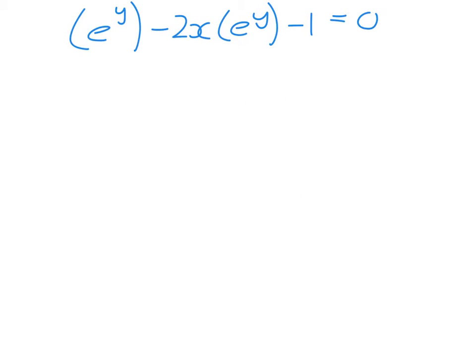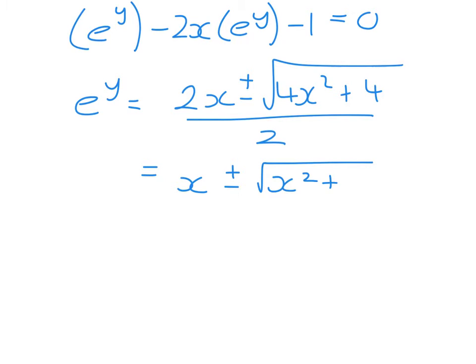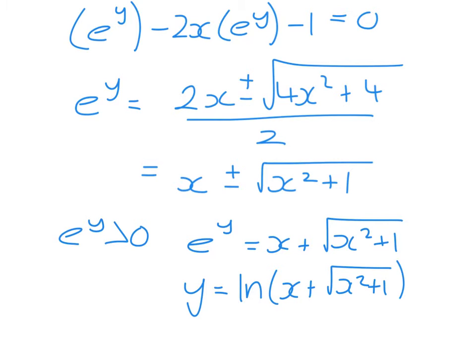And if we apply the quadratic formula, then e to the y equals minus b plus or minus the square root of b squared minus 4ac all over 2a. So that's x plus or minus the square root of x squared plus 1. e to the y must be greater than 0, so e to the y must equal x plus the square root of x squared plus 1, so y is the natural log of x plus root x squared plus 1.